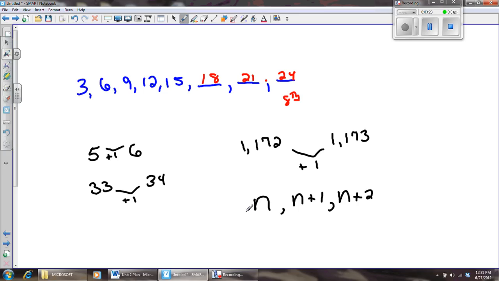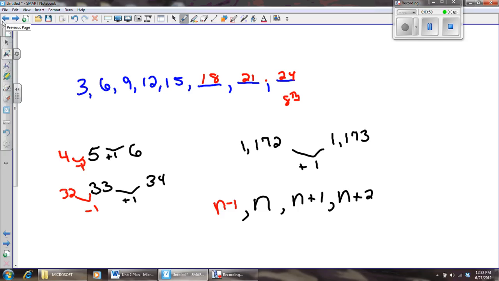Here's a good question. What number would be before n? Well, what number is before 5? 4. How do you get there? We subtract 1 because we're going backwards. 32 comes before 33. How do we get there? We subtract 1. So the number before n must be n minus 1. All right, we have to think about variables in that way. Now that we've done that, we're going to take a look at some patterns.